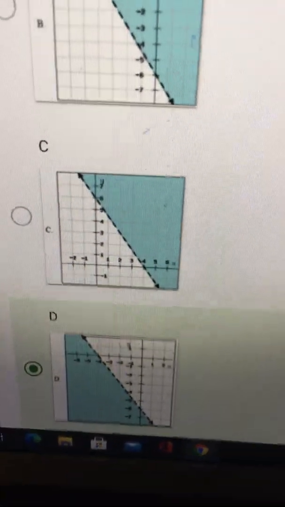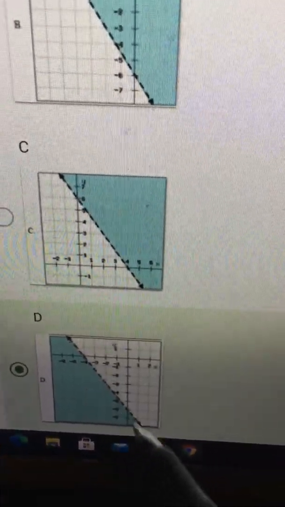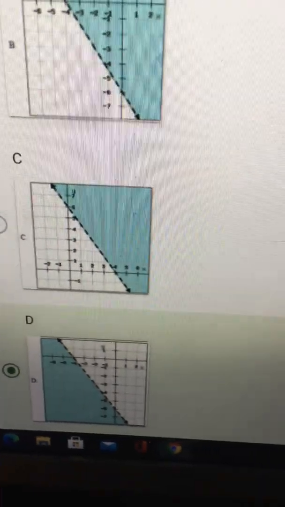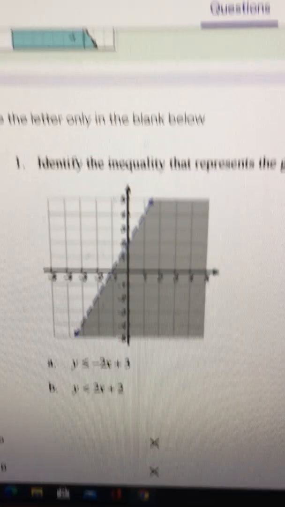I'm thinking it may be this last one. So here it is. It's crossing at -6. It is shaded below the line. So I think that's going to be my winner. So D would be the correct answer on that one. Okay, that's what the next one is showing.